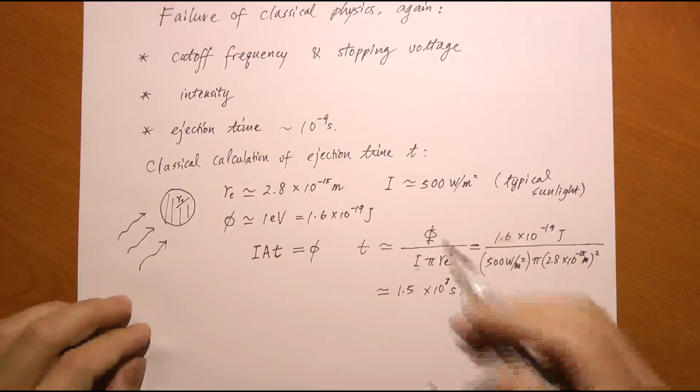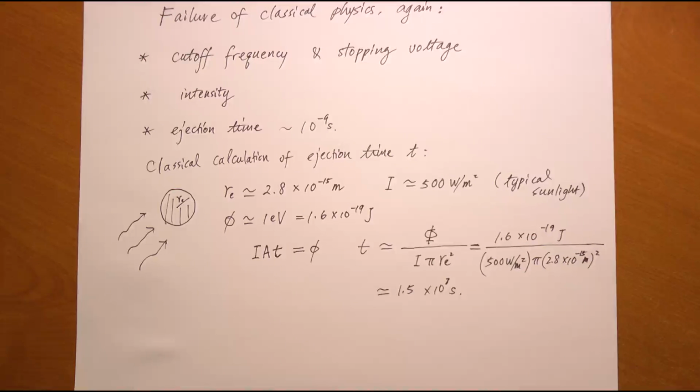That is a far cry from the actual experimental value of 10 to the negative 9 seconds, right? So we have this stark conflict between theory and experiment once again. The question is, how do you resolve this conflict?